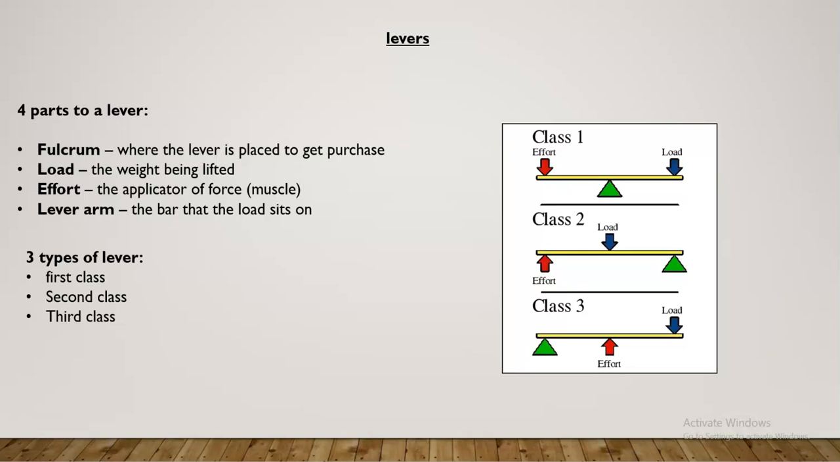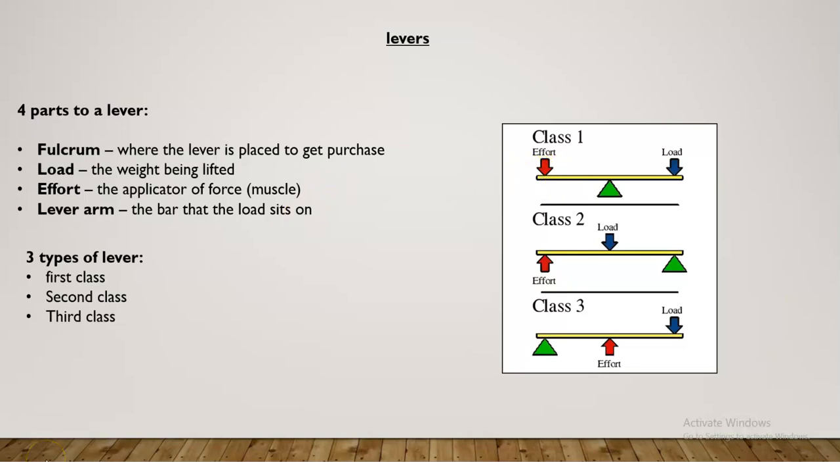So now we're moving on to levers. We could talk about the fulcrum first. There are 4 parts of this. The first one is the fulcrum. The fulcrum is where the lever is placed to get purchase. The second part is the load. The load is the weight being lifted. The third part is the effort, which is the applicator of the force. And the fourth is the lever arm, the bar that the load sits on, as we can see in all of these classes of levers.